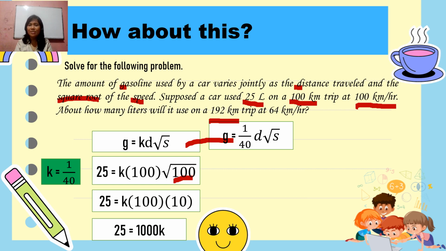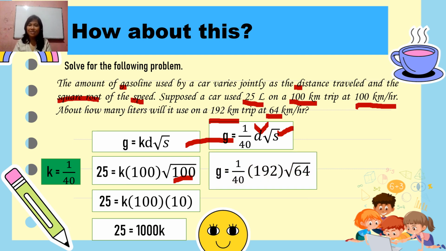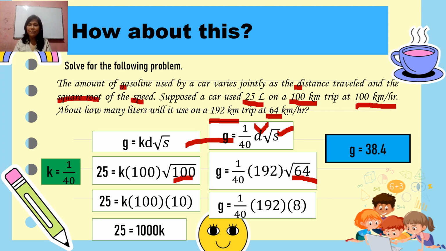So, yung 192, palit mo siya dun sa d. Kasi kilometer, sa distance yon. Tapos, yung 64, palitan mo si s ng 64 kasi kilometer per hour means the speed. Okay? So, with that, eto na. So, ganun din, kagaya ng process natin kanina, you start with getting the square root of 64. And 64, the square root of 64 is 8. Yun. Tapos, multiply ka lahat dito. 1 times 192 times 8. Tapos, divide 40.